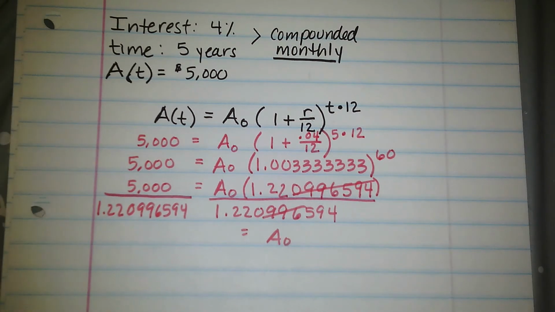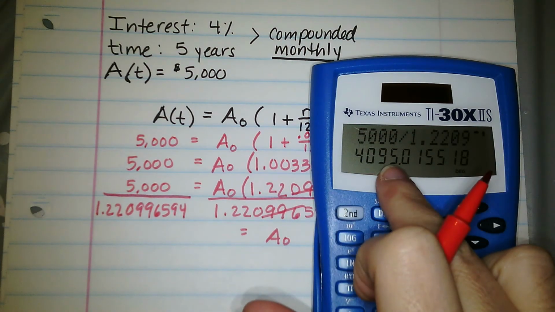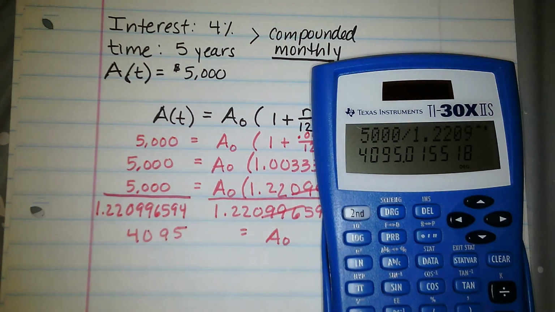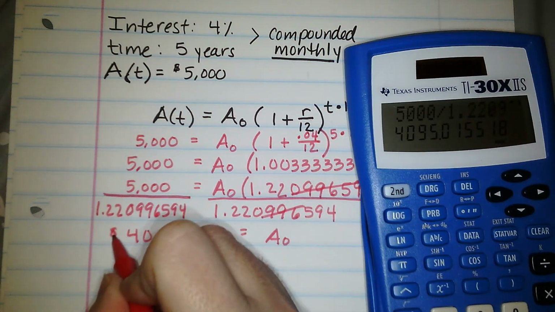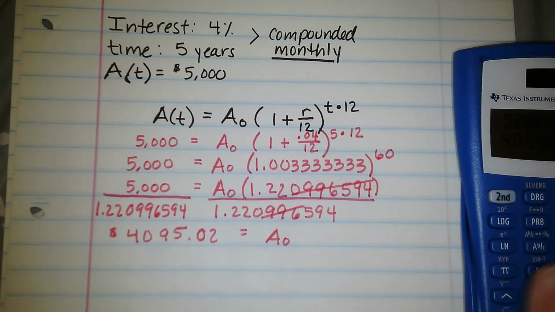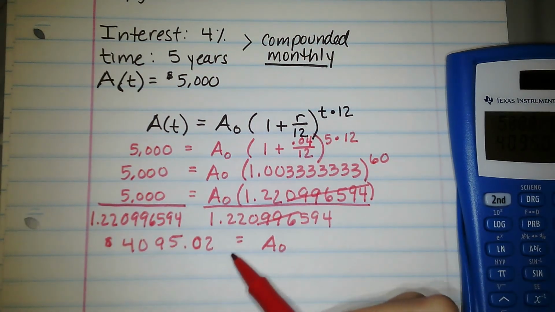Now, it's not going to divide clean, meaning that there are going to be some decimal values, but we're talking about money, so we've got to use reasonableness. So this is what we end up with, $4,095.02, if you want to put the cents there. Dollars and cents. That's how much it would take to get $5,000 in the bank after 5 years, compounded monthly with 4% interest.